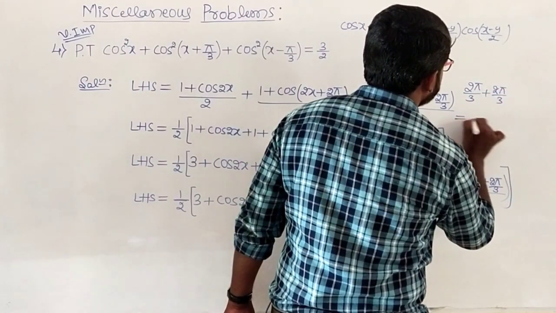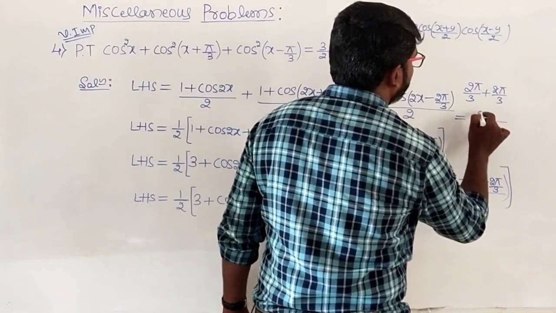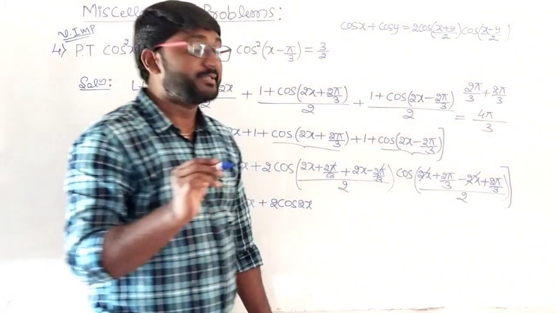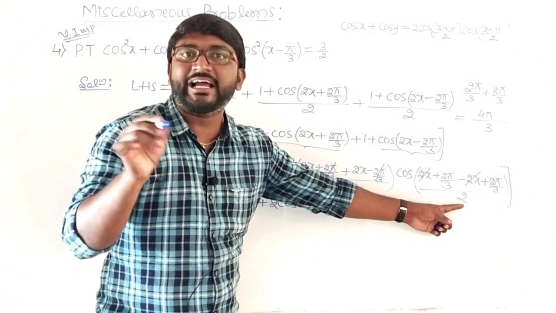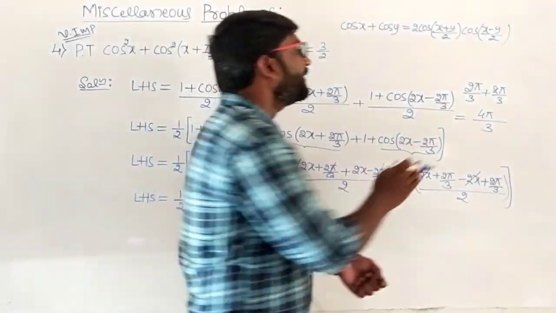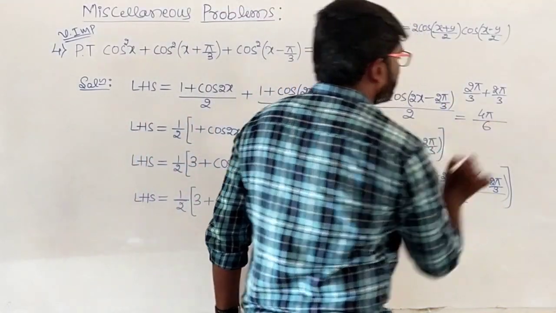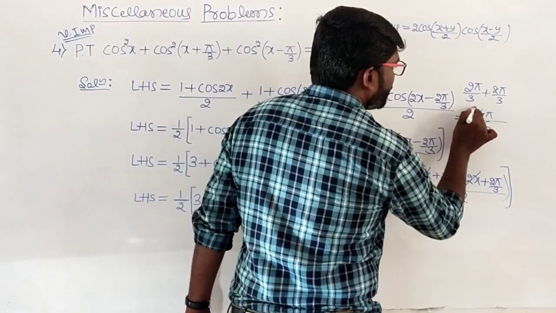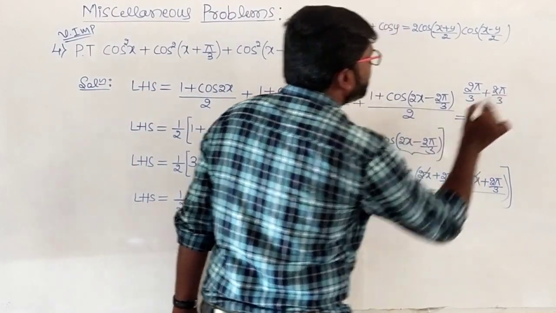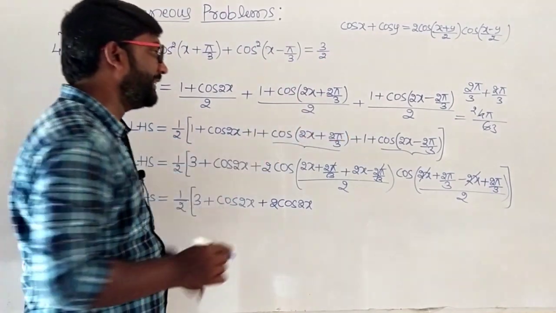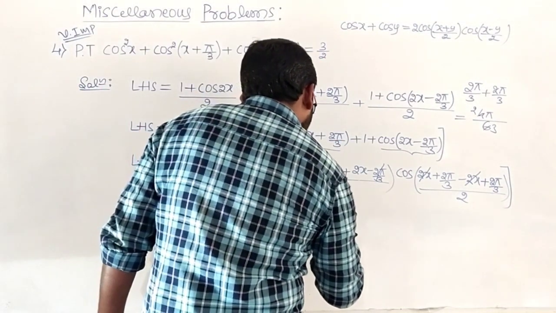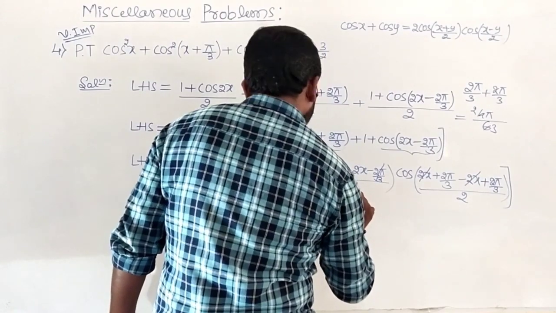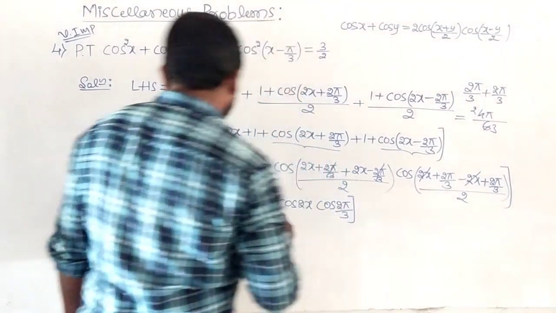So you have the same denominator. Add the numerators now. So 2 pi plus 2 pi will be 4 pi, 4 pi by 3. And then whole divided by 2, that will be multiplied with 3. We get 6. So overall we get 4 pi by 6. Now 2 2s are 2, 3s are 3, that means overall we get 2 pi by 3. So into cos 2 pi by 3. So then close the square bracket.